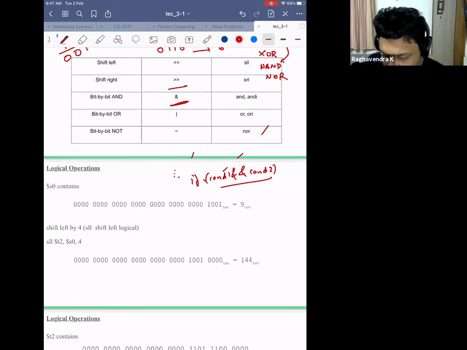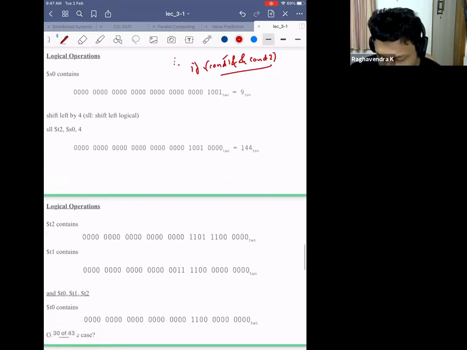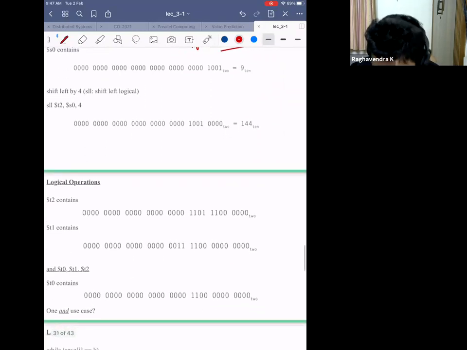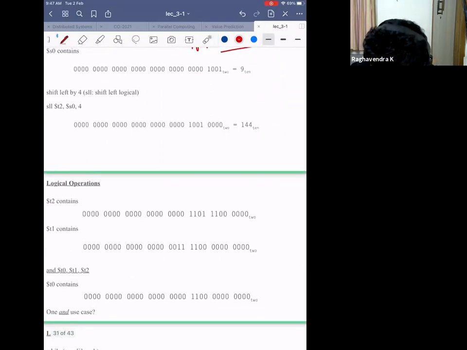So I'm taking S0 and shifting it by 4. This is a very simple logical operation. I can also do an AND, and I can just take an AND and give you what is the value here.